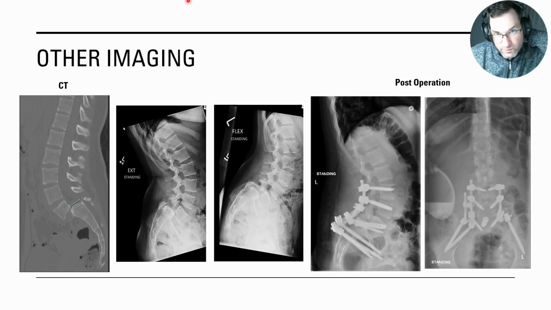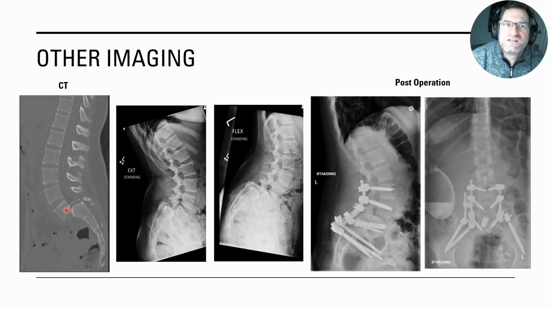Back to the radiology report. These are the standing, flexion and extension. Both of them look pretty much the same. There's not really anything different than pretty much the lateral. That's why I didn't really put them in there as part of the studies. I just did it at the end.